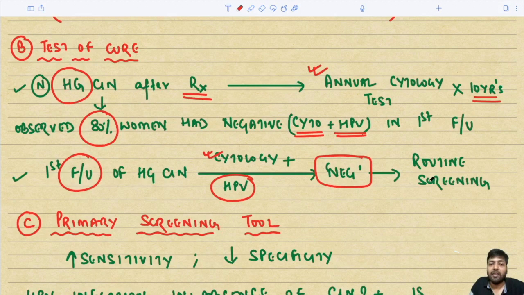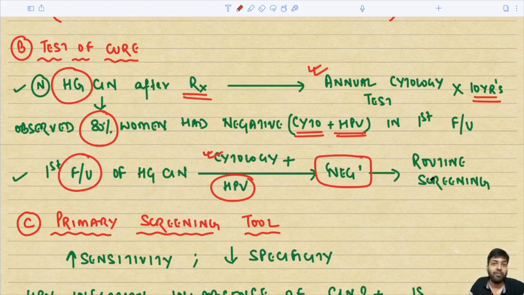So what is the meaning? Now remember that our normal cytological evaluation has a low sensitivity and a high specificity. But the molecular testing of HPV is the opposite. It has a very high sensitivity and very low specificity. So what is happening over here is that if your test comes out to be negative with the molecular testing of HPV, then it is quite possible that you are negative. So the negative predictive value of molecular testing of HPV is very high.